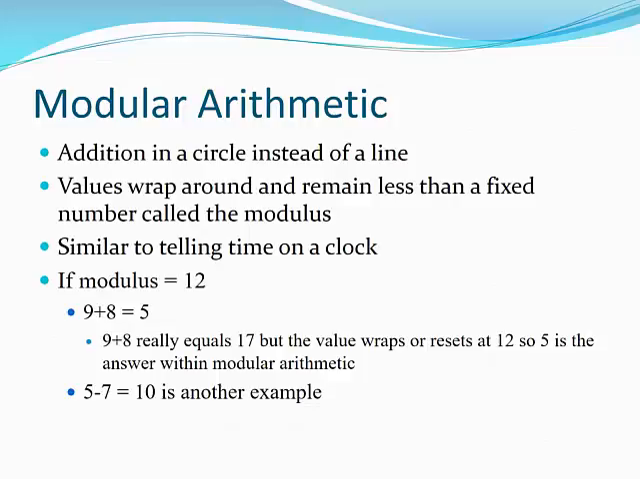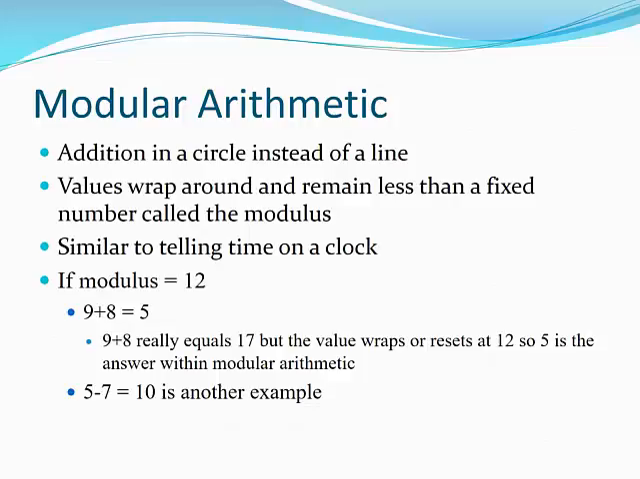So if you had a simple operation like 9 plus 8, normal math would tell you that it equals 17. But in modular math, with a modulus of 12, it would only equal 5. This is because once you arrive at the value of the modulus, you have to start back at 1 and then continue counting. This brings us back around to 5.